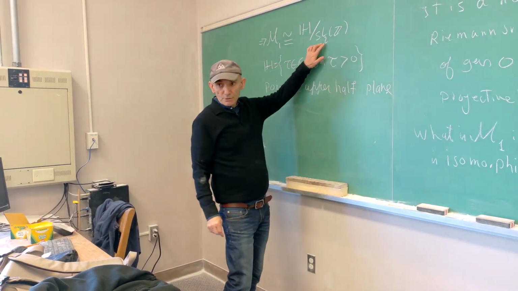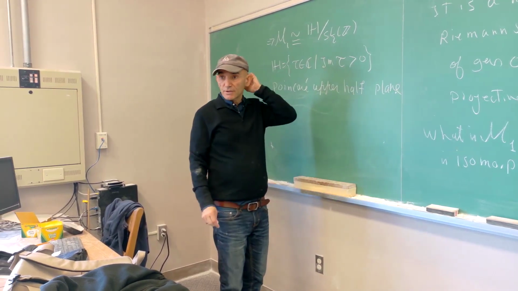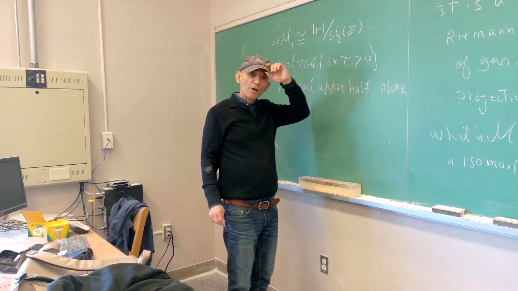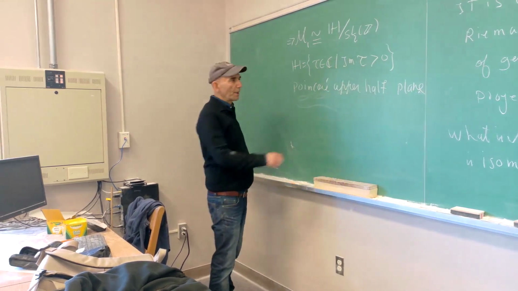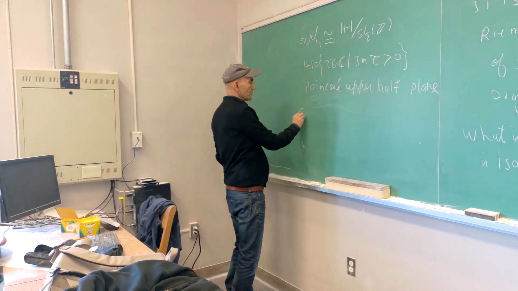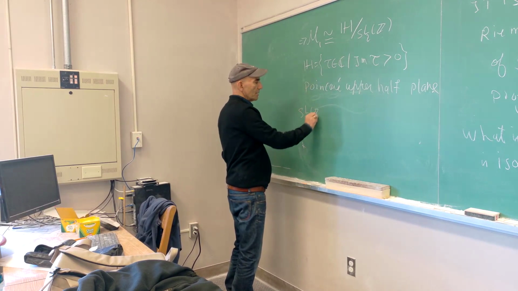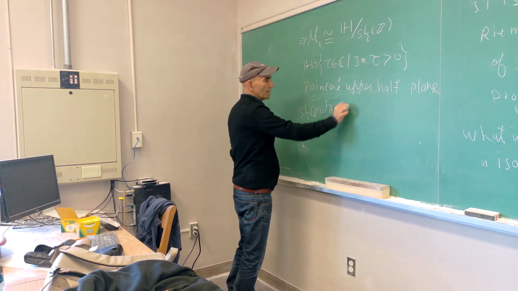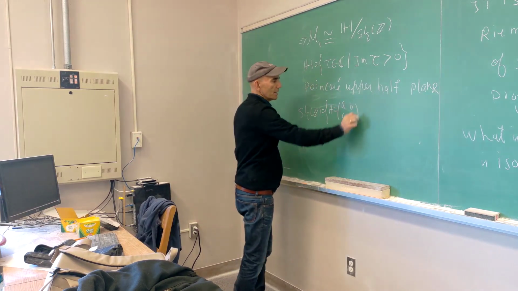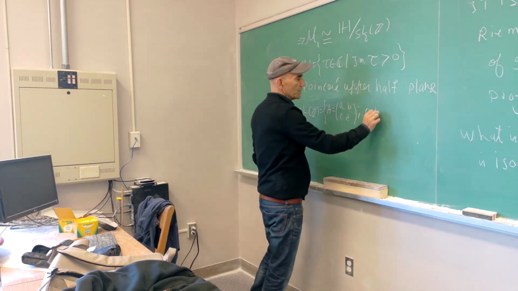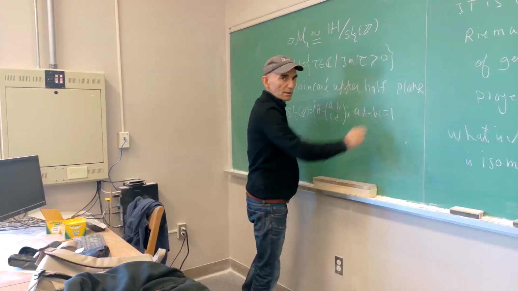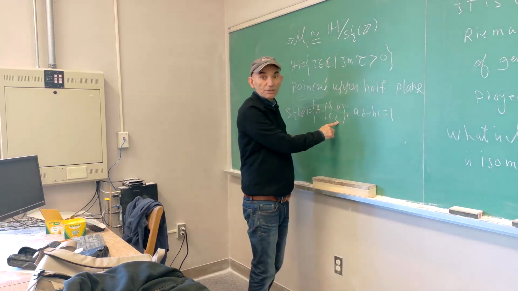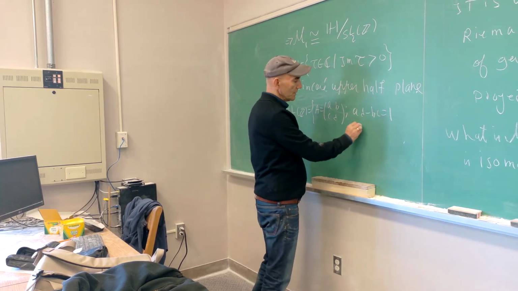And this group SL2Z that we are going to work with very soon is acting on the Poincare upper half plane in the following way. So what is SL2Z? Let me write it again. It is the set of all matrices A equal to (a, b, c, d) such that ad minus bc is equal to 1. That's for the S part. And these are integers, a, b, c, d.